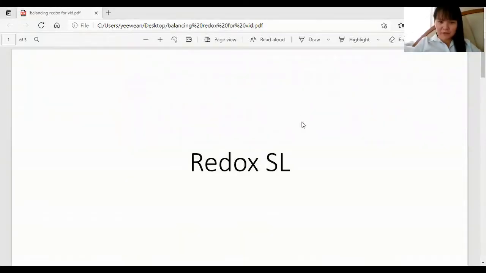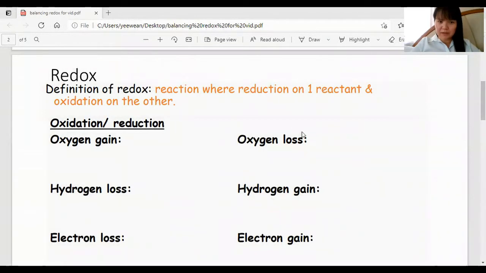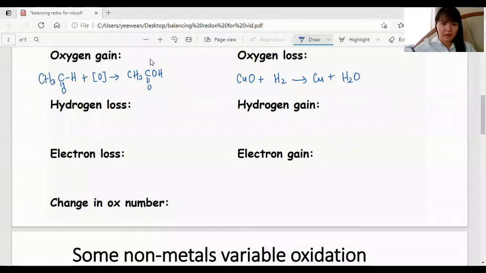The focus of this video is to revise how to balance a redox equation in an acidic solution. A redox reaction means one of the reactants is reduced and the other one oxidized. Oxidation could mean oxygen gain and reduction could mean oxygen loss. In this case, the aldehyde with an oxygen, so we just put a square bracket O to represent oxidation, becomes a carboxylic acid, so that's oxidation.